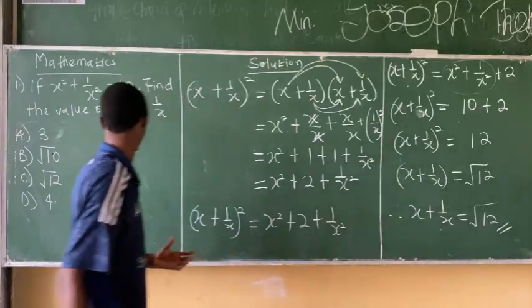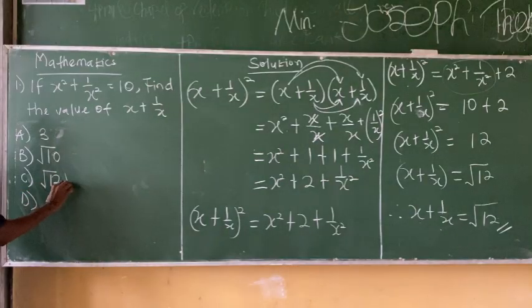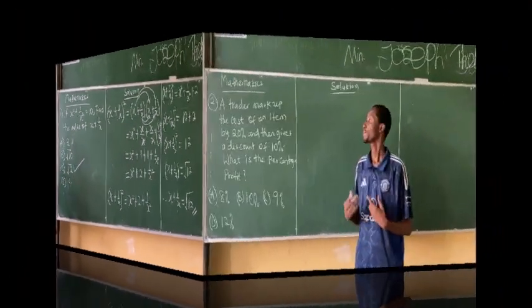Let's check our options. Which of them is correct? The correct option there is option C, root 12. Therefore, this is our correct answer.